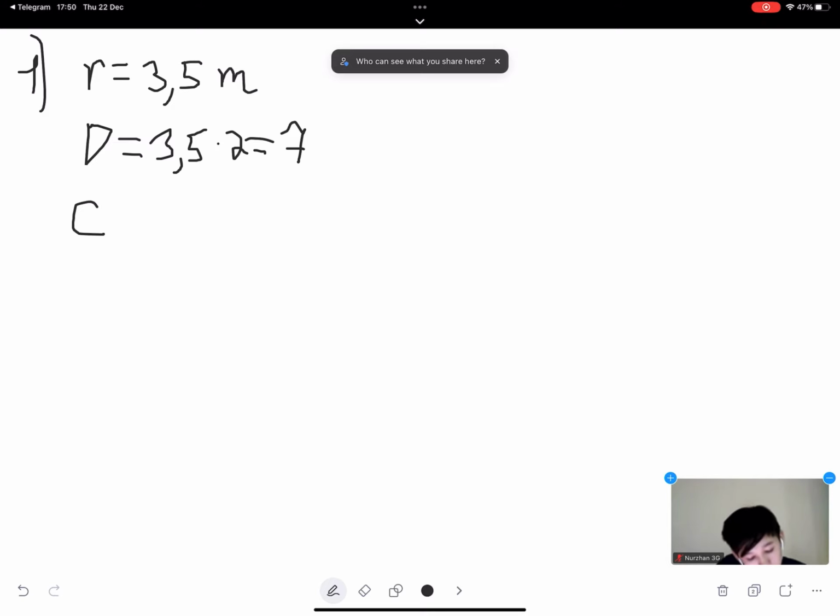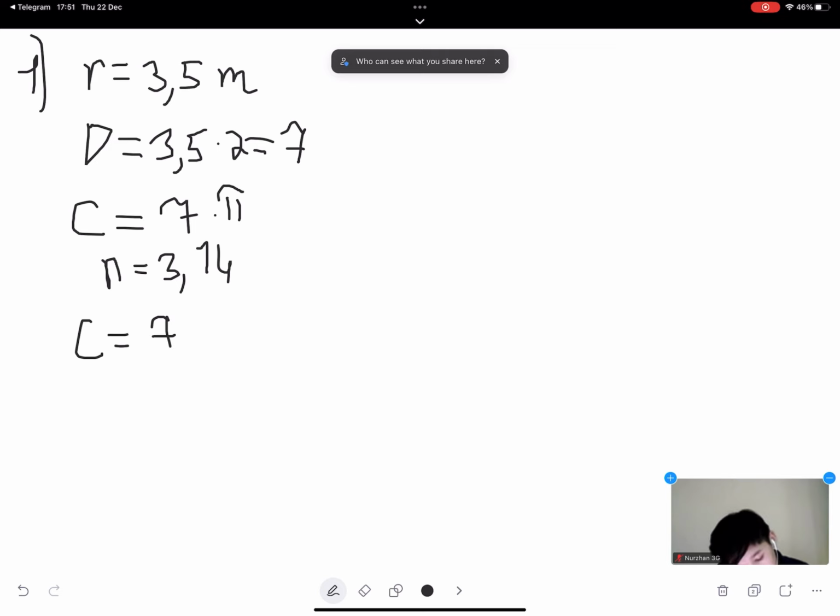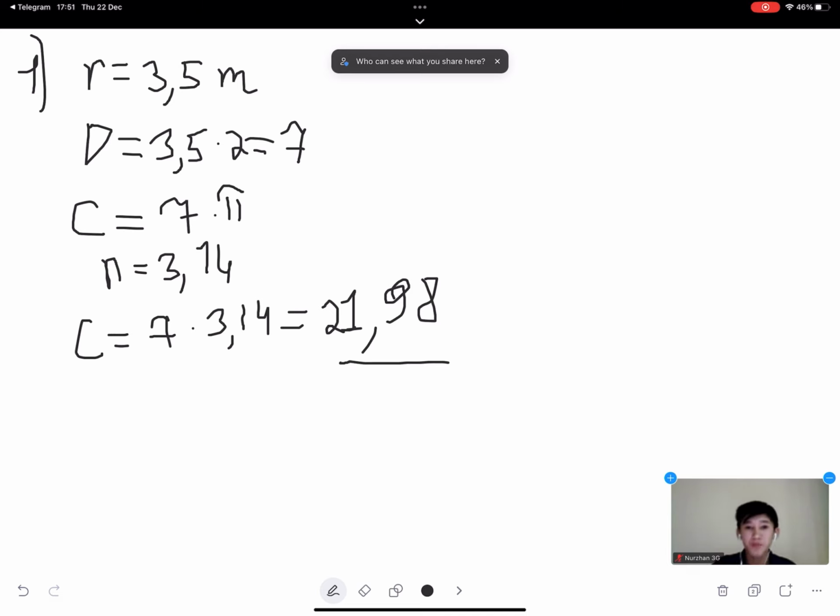And now let's find the circumference by multiplying pi by the diameter. C is equal to 7 times pi, and pi is equal to 3.14, and C is equal to 7 times 3.14, and this is equal to 21.98.